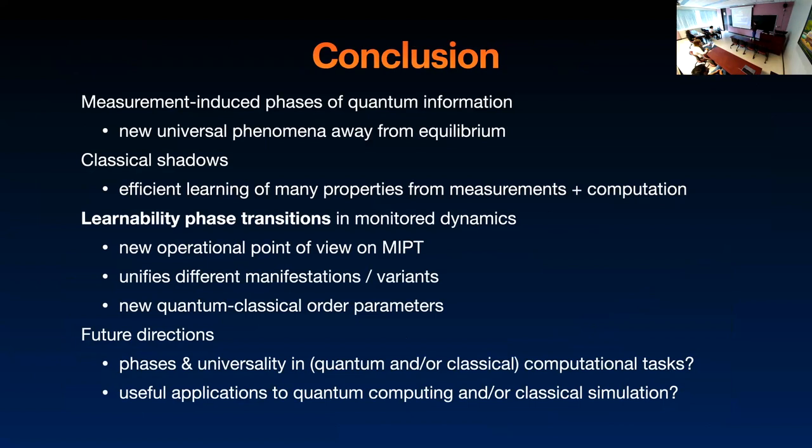And I think in the future, there are many more things to do with this general direction in terms of phases and personal behaviors in various computational tasks, whether quantum or classical, and potentially useful applications of these ideas, either for shadows and learning or potentially for classical simulations of quantum systems. That's some kind of future possible directions.